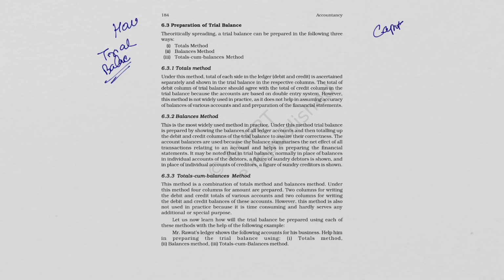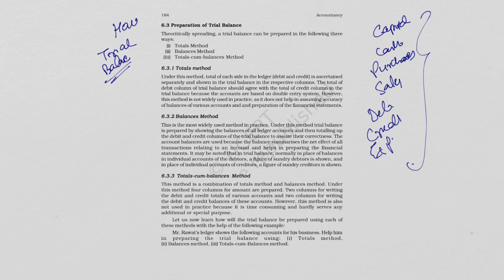For example, we have capital account, cash account, purchases account, sales account, debtors account, creditors account, expense account. So all these accounts contain many debit as well as credit entries during the year. But when the accounting period ends, we need to summarize all these accounts into one statement, and this statement is called the trial balance. So the process of preparing this statement is called preparation of trial balance.